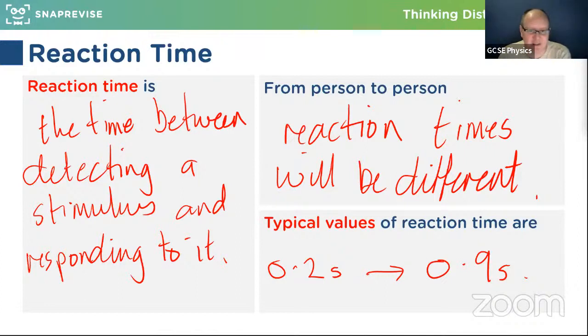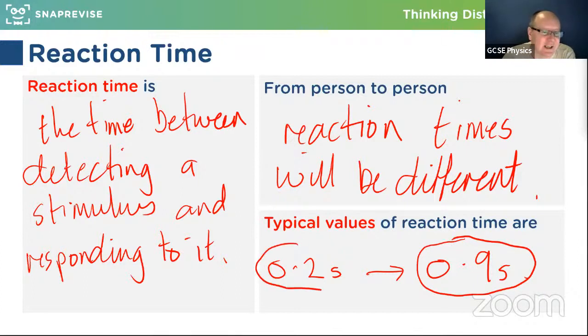Just to recap, a stimulus here means anything that could cause a reaction. Like I mentioned the example of a cat running across the road, it could be a flashing light, a loud noise, a traffic light changing, a person running out in front of you, things like that. They're all examples of external stimuli. And as you get older, your reaction time will naturally increase. So the 0.9 second reaction time here could be that of an older person, and 0.2 seconds there could be that of a much younger person.